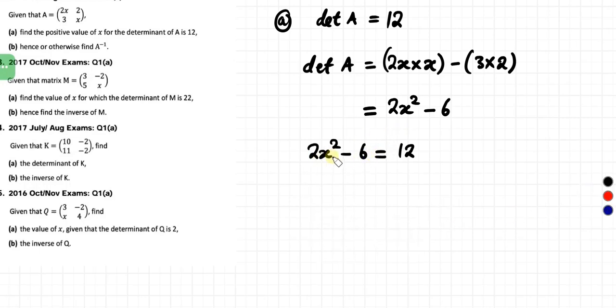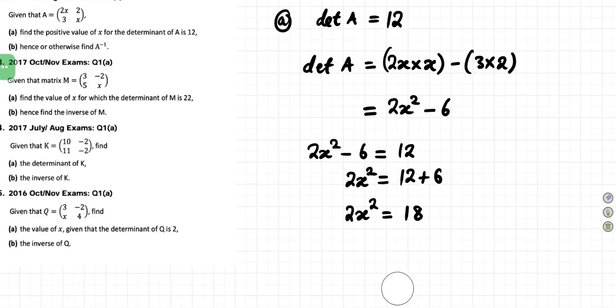So when I equate 2x squared minus 6 is equal to 12, I'll make this the subject of the formula. So this one will cross to the other side. Here will remain 2x squared is equal to 12, then this one will be plus 6 when it crosses. So 2x squared is equal to 12 plus 6, which will be 18. Okay, so to remain with x squared, we'll say over 2 first, then here over 2.